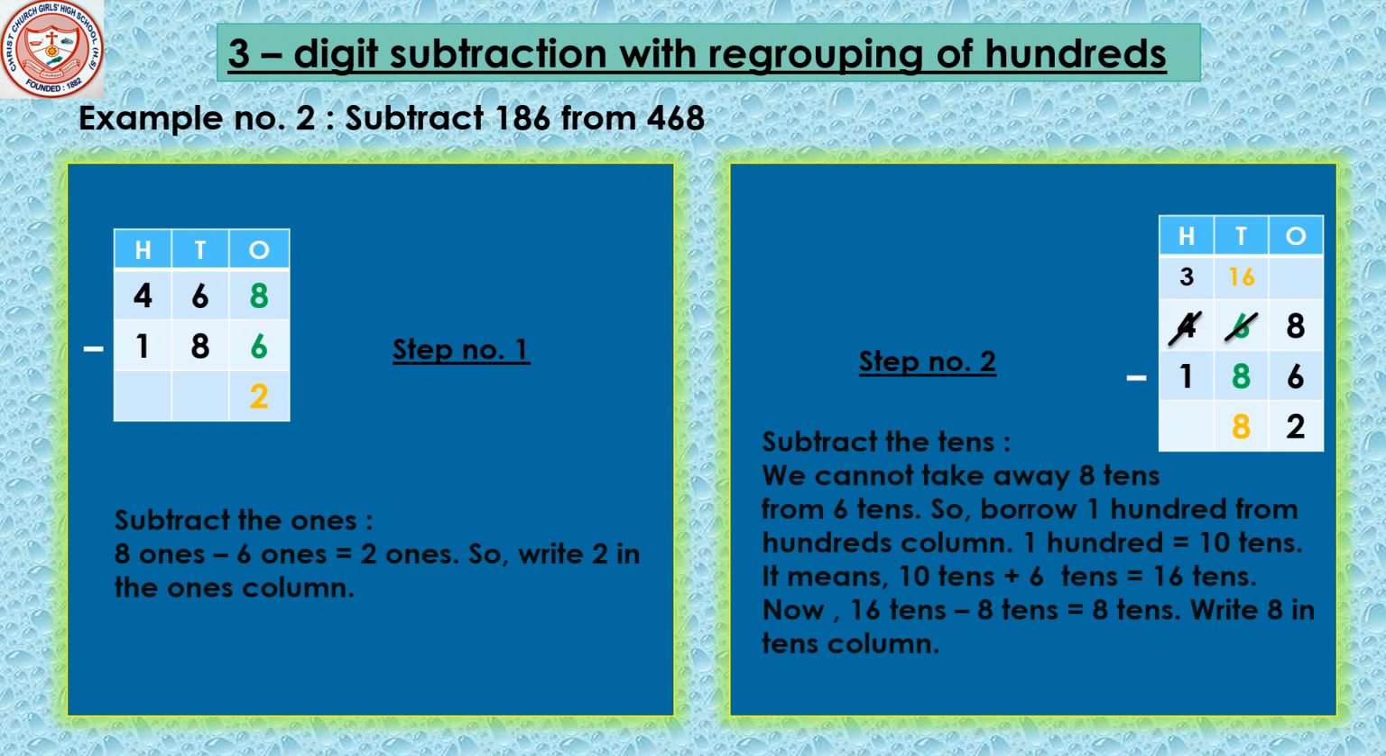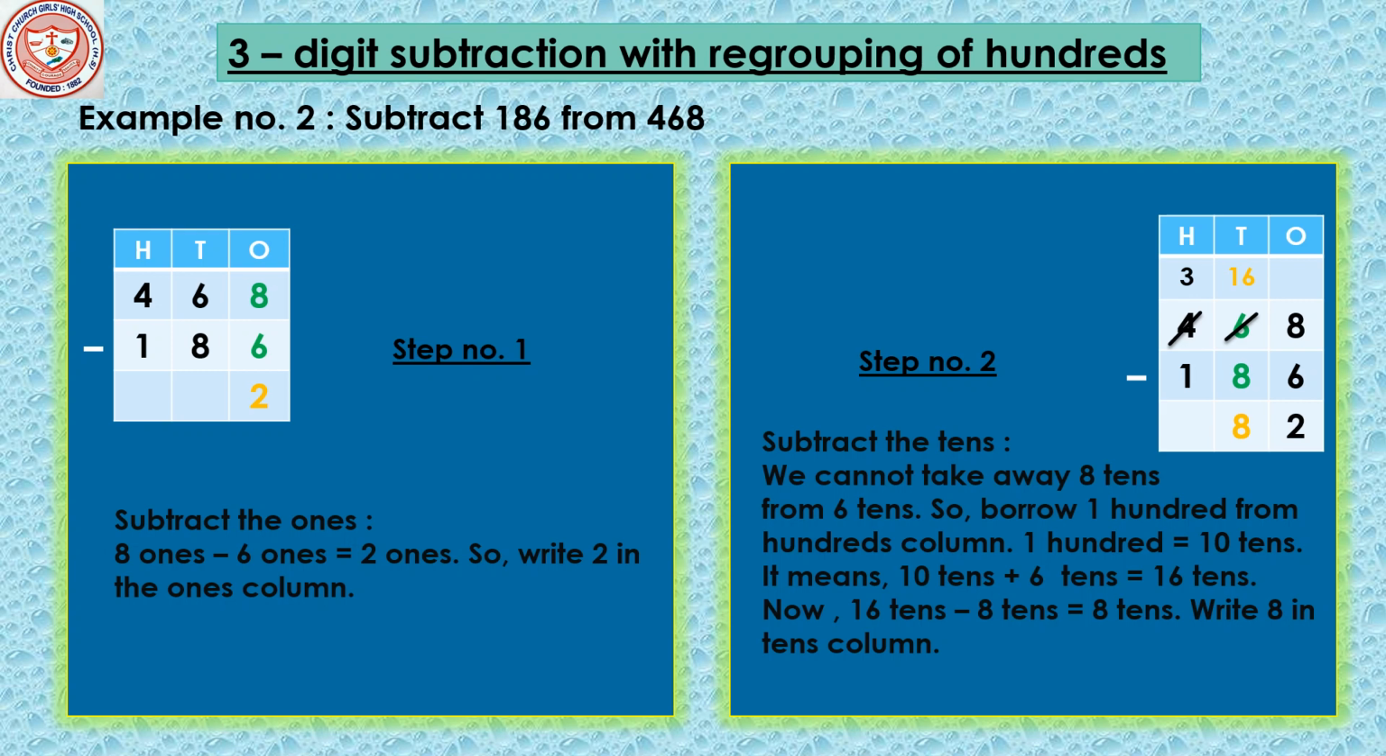So, we have to borrow 100 from the hundreds column. In this problem, in the hundreds column, there are 4 hundreds. After borrowing 100 from 4 hundreds, we have 3 hundreds left. Isn't it? Okay. We know that 100 is equal to 10 tens.